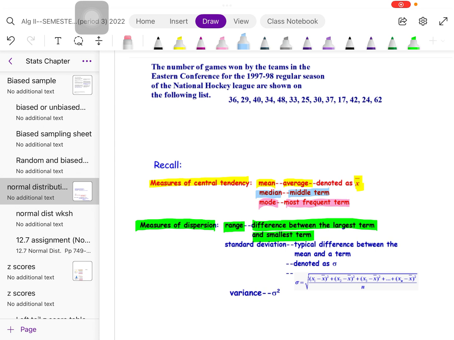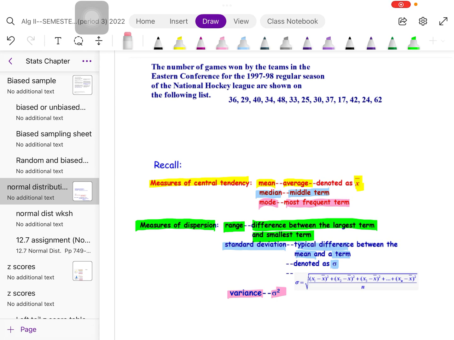A second measure of dispersion is called standard deviation. That is the typical difference between the mean and a term. Standard deviation is noted as sigma, and this is lowercase sigma. It is computed by doing the square root of your first term minus your mean squared, plus your second term minus your mean squared, plus your third term minus your mean squared, etc., divided by how many you had. Then we have a measure of dispersion called variance. Variance simply means to take your standard deviation and square it.